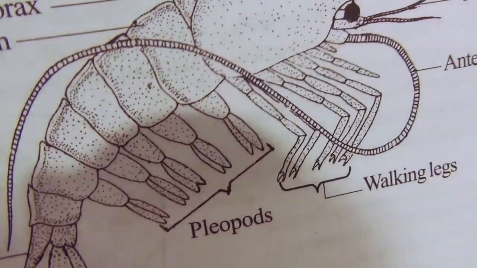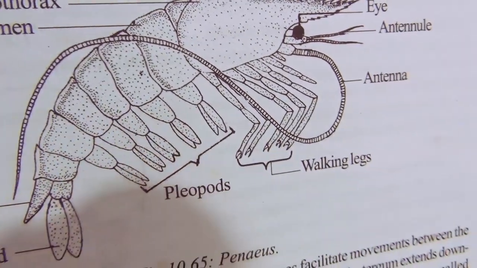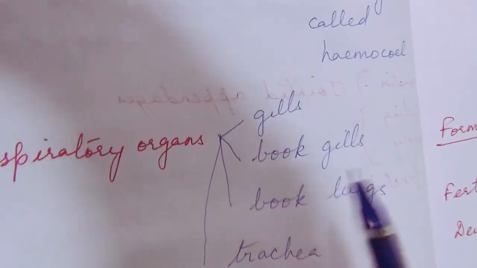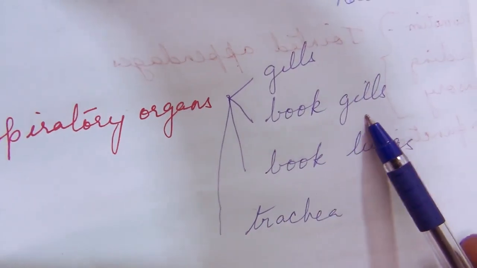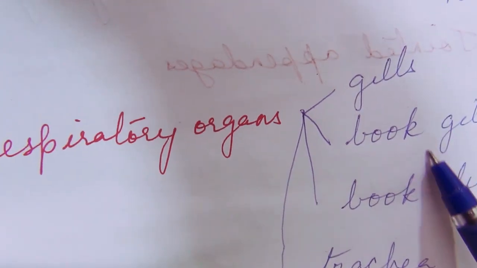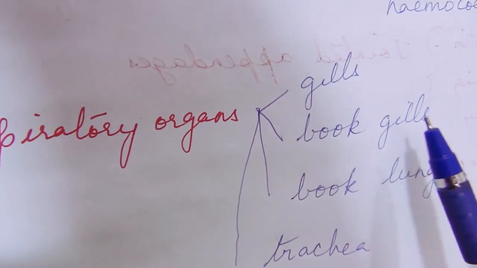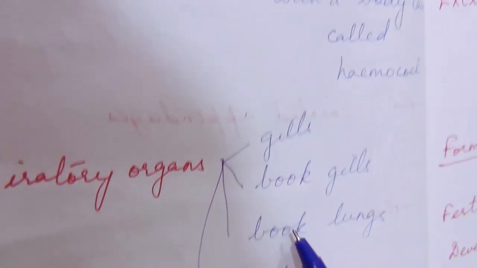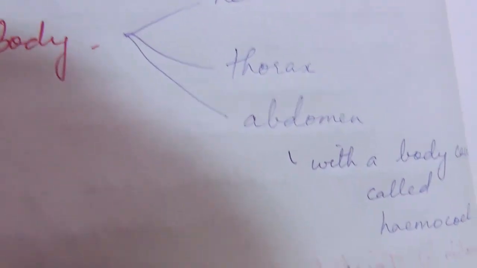And respiratory organs, we can have different organs in these arthropods. They are gills, book lungs and trachea. All these are the different respiratory organs that are helpful in the respiratory process in the arthropods.